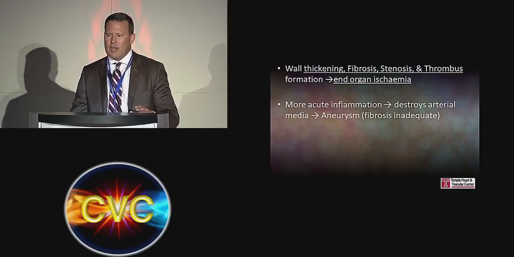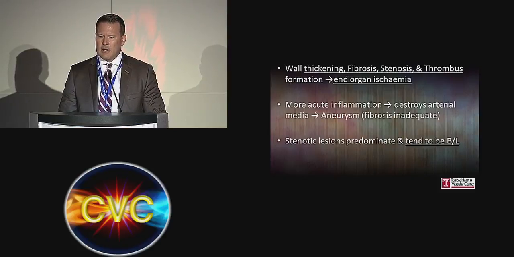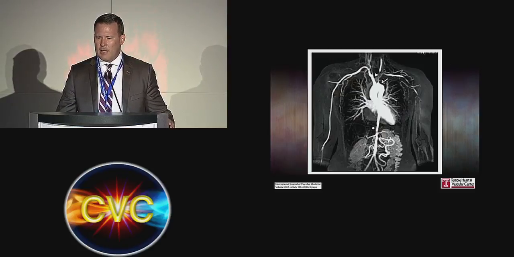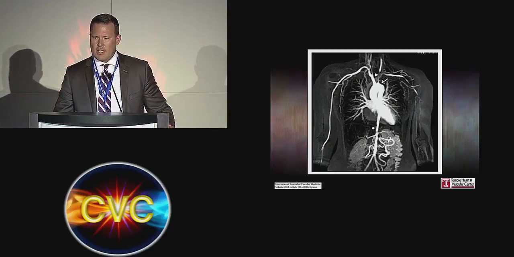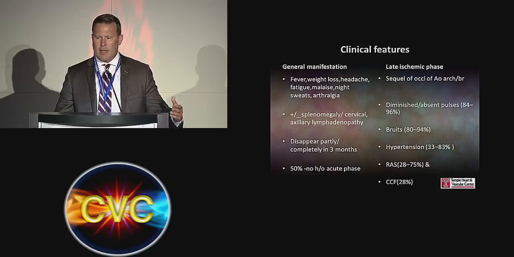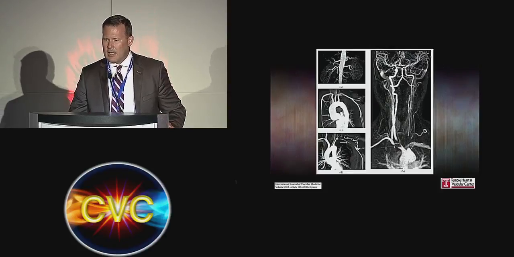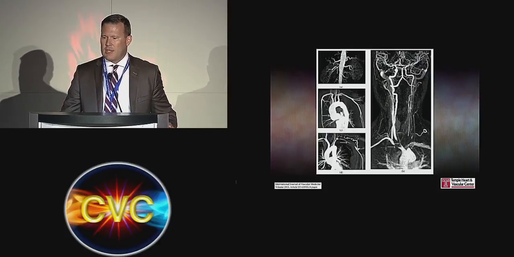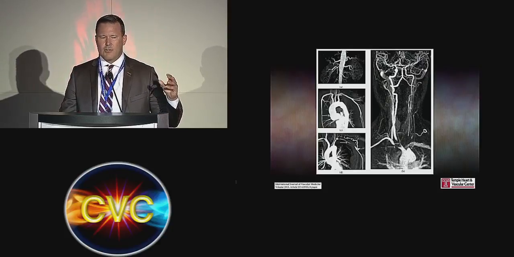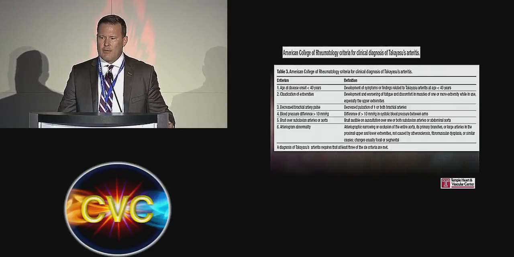It's an association of wall thickening, fibrosis, stenosis, and thrombosis, ultimately resulting in end-organ ischemia, and these stenotic lesions often tend to be bilateral. Here's another radiographic example of a patient with Takayasu's, and there are some general manifestations, as we said: fever, weight loss, headache, with the late ischemic phase involving diminished or absent pulses, bruits, hypertension associated with renal artery involvement, and diffuse involvement. So here are some more pictures. You can see it can be situationally one vessel, multi-vessel. You can see it could be focal, it could be diffuse, and there are a number of different classification systems.